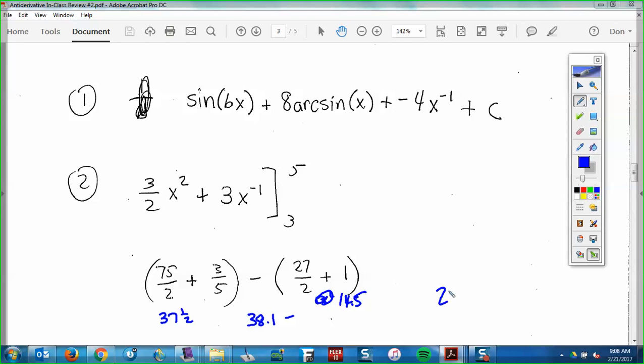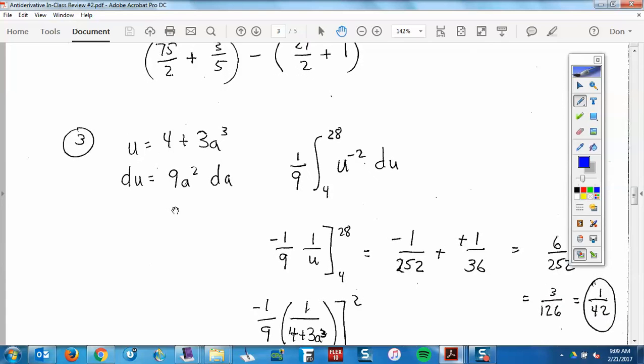Did you type in the original integral? What is it, like 23.6? Yeah, it's 23.6 is what it should be. Did you type in the original on your calculator to check it? I don't know. Let me see. Here's number 3.